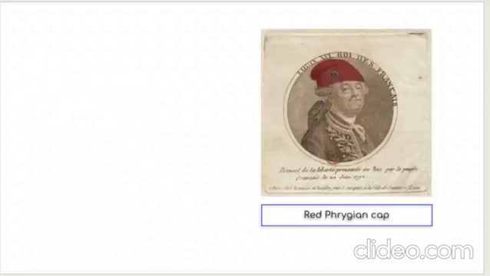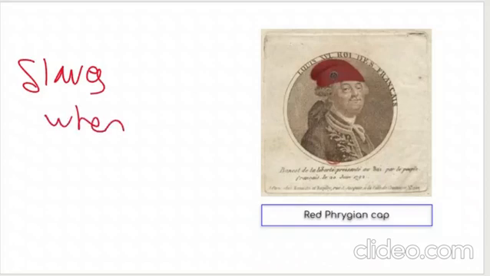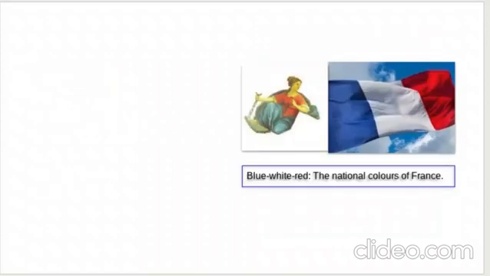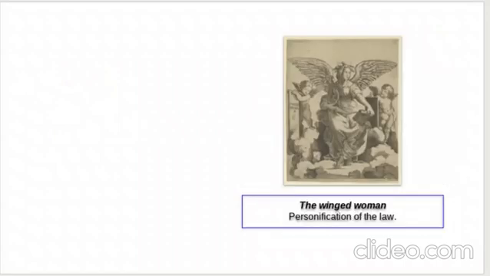Next one we have is the red Phrygian cap. Now, what was this? It was a cap worn by the slaves upon becoming free. So the slaves when free, they wore these caps. That is what the symbol stood for. Alright, next we have blue, white and red. These are the national colors of France. Even in the flag it is there.